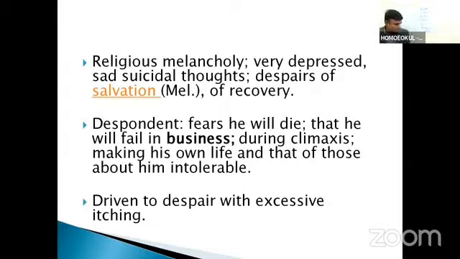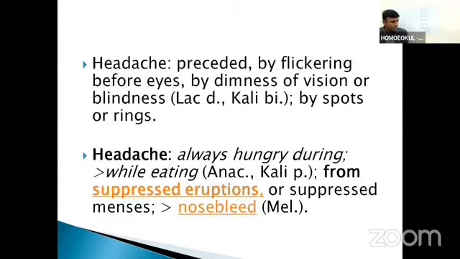Driven to despair with excessive itching. Headache preceded by flickering before eyes, by dimness of vision or blindness. Leg defloratum, calibichrome, iris, there are lots of medicines.